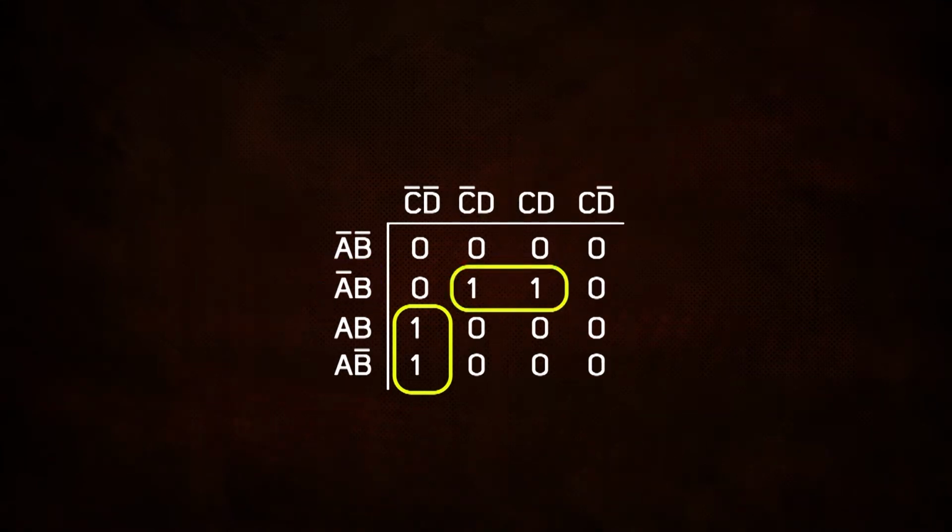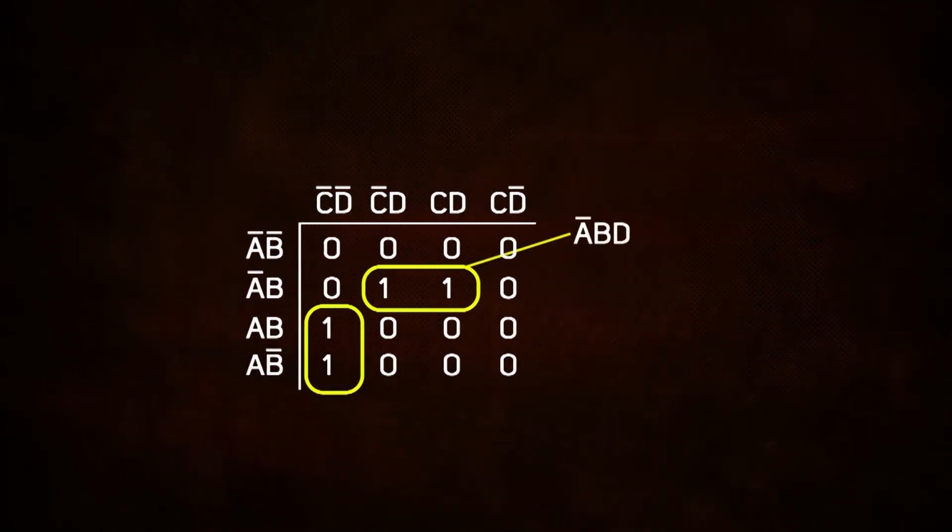When you notice these terms, the variable C takes true form in one term, A complement B, C, D, and complement form in the other, A complement B, C complement D. Such a variable is called a contradictory variable and it is to be eliminated from the resulting term. The variables that appear in only one form are retained. So, the term generated from this group is A complement B, D.